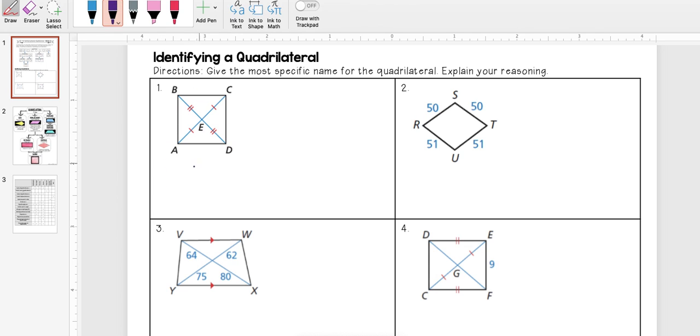Okay, so looking at this first one, I see I have a quadrilateral. And I see I have these markings. And remember, these markings mean that those are congruent. So I see that AE is congruent to EC and ED is congruent to EB. So I see that the diagonals are bisecting each other.